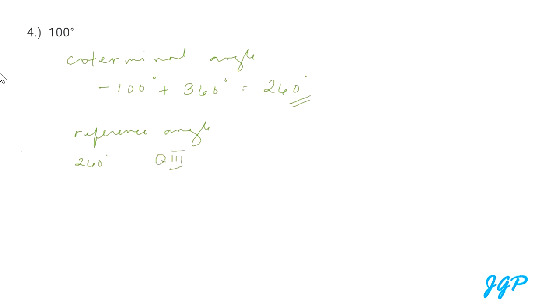And for finding the reference angle in quadrant 3, the formula for that is the angle given minus 180 degrees. So let's substitute. The angle given is 260 degrees minus 180 degrees. And let's simplify. 260 minus 180 degrees is equal to 80 degrees. Meaning, the reference angle of negative 100 degrees is equal to 80 degrees. Let's proceed to example number 5.